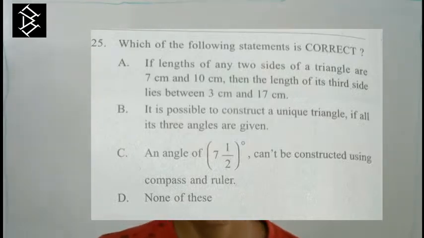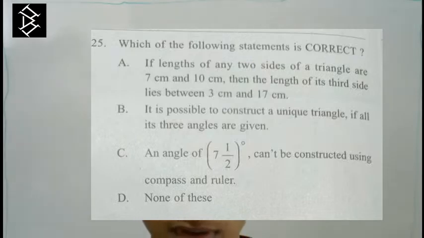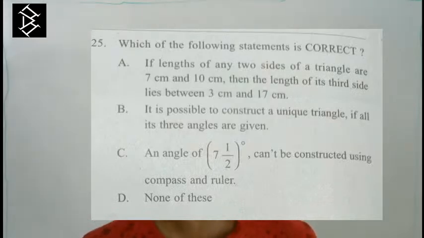So the first one, we can also try the other two ones. Is it possible to construct a unique triangle if all 3 sides are given? Then option C, an angle of 7.5 degrees can't be constructed using compass and ruler. Well, that is incorrect because 7.5 degrees is half of 15.